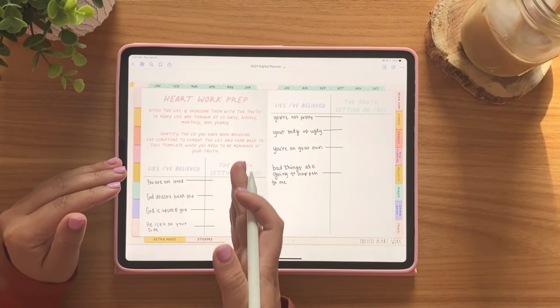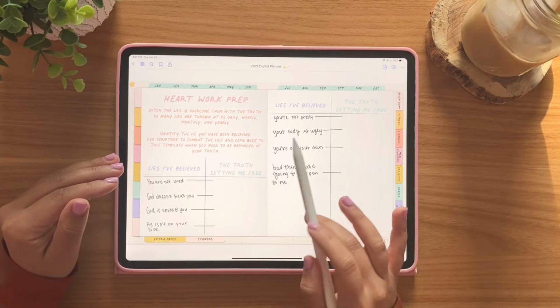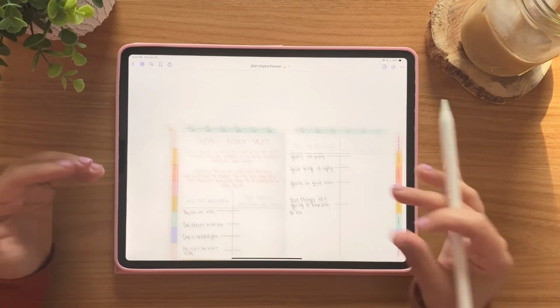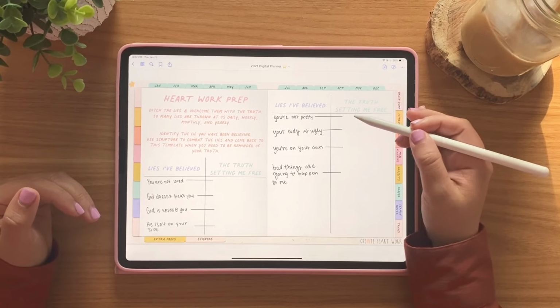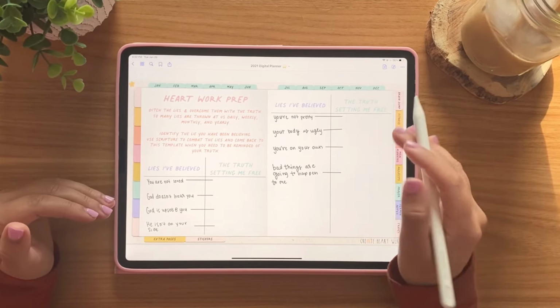So here on the side, I'm going to write all these scriptures that combat the lie that is written here, like you're not pretty, right? That's a lie. I could combat that with where the Bible says that I am fearfully and wonderfully made. So I would jot down that there.